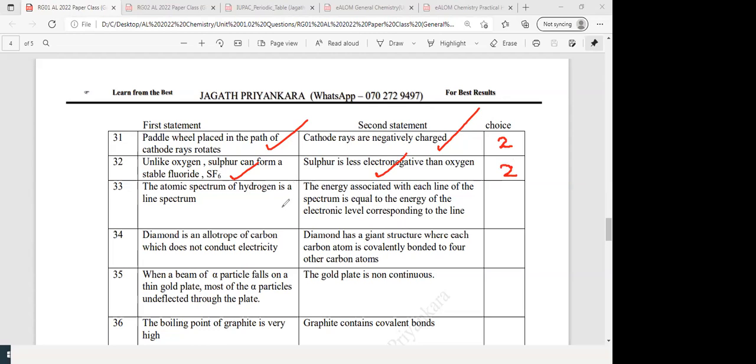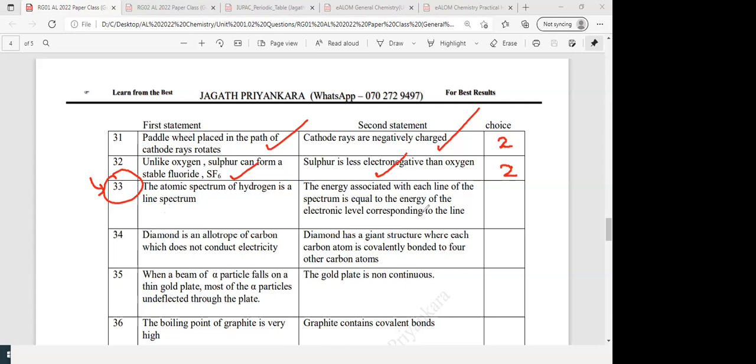Then, the atomic spectrum of hydrogen is a line spectrum. Question 33: actually, I didn't discuss any hydrogen spectrum questions before, so I'll explain that next week. I'll start with this one. Question 33, please remember that in your head.